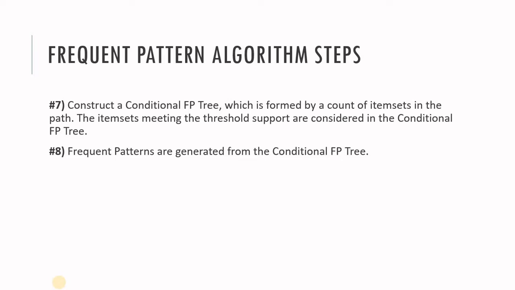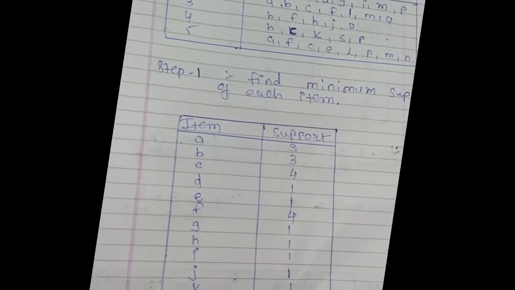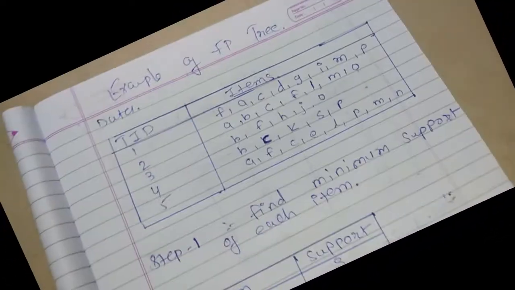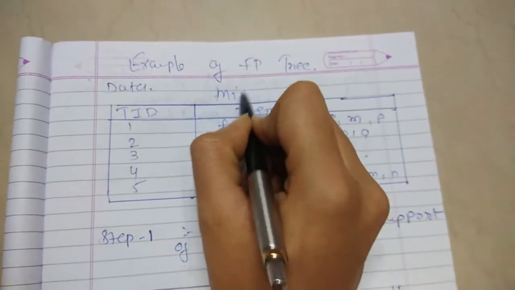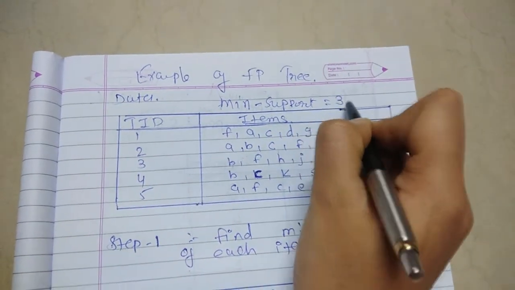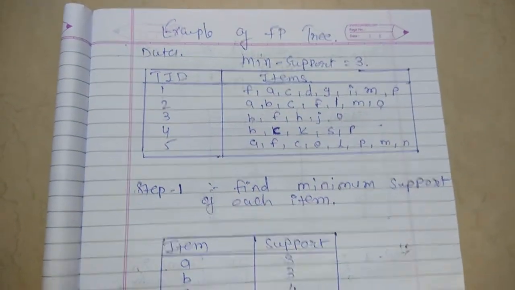So let's understand it with an example. Let's understand the FP tree with the example. So this is the transaction data that is already given in the question. Also the minimum support value is given in the question. So here minimum support is equal to 3.